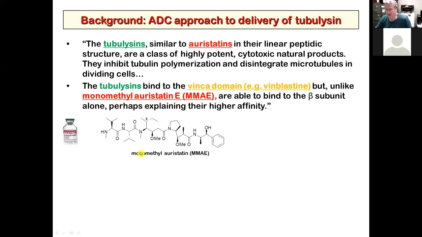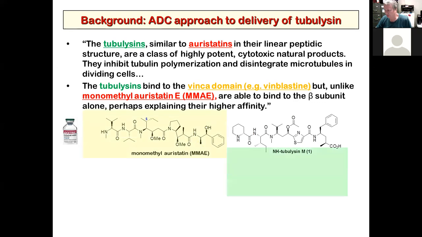So there's MMAE, which is found in drugs like Adcetris. And here's our tubulysin. So there's actually a lot of differences. I mean, they really don't look the same, right? The structure of the amino acids is different. The functional group arrangement is different. Okay. All right, good. So there they are.